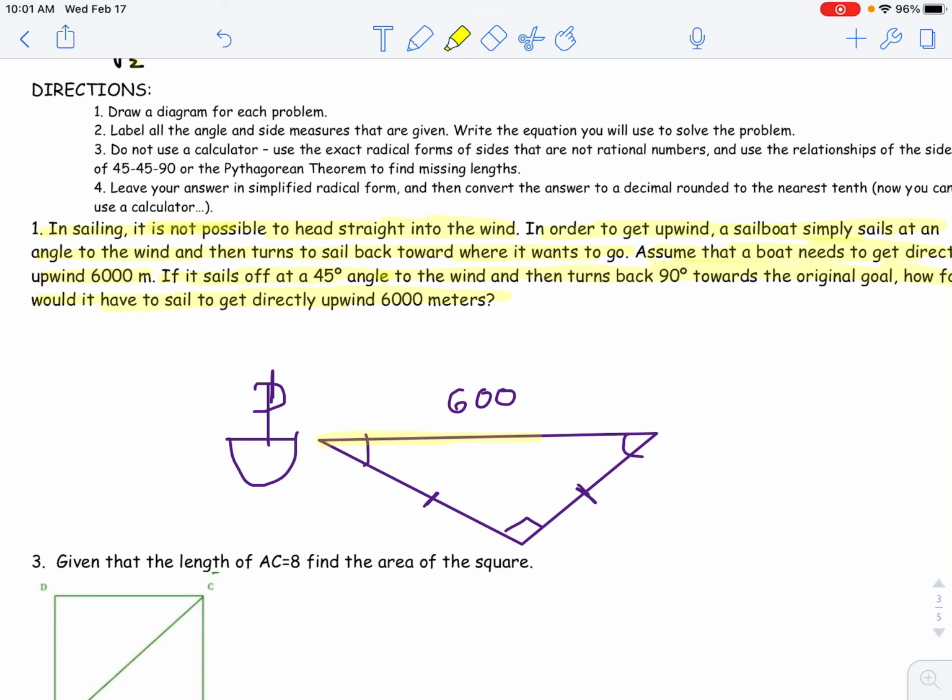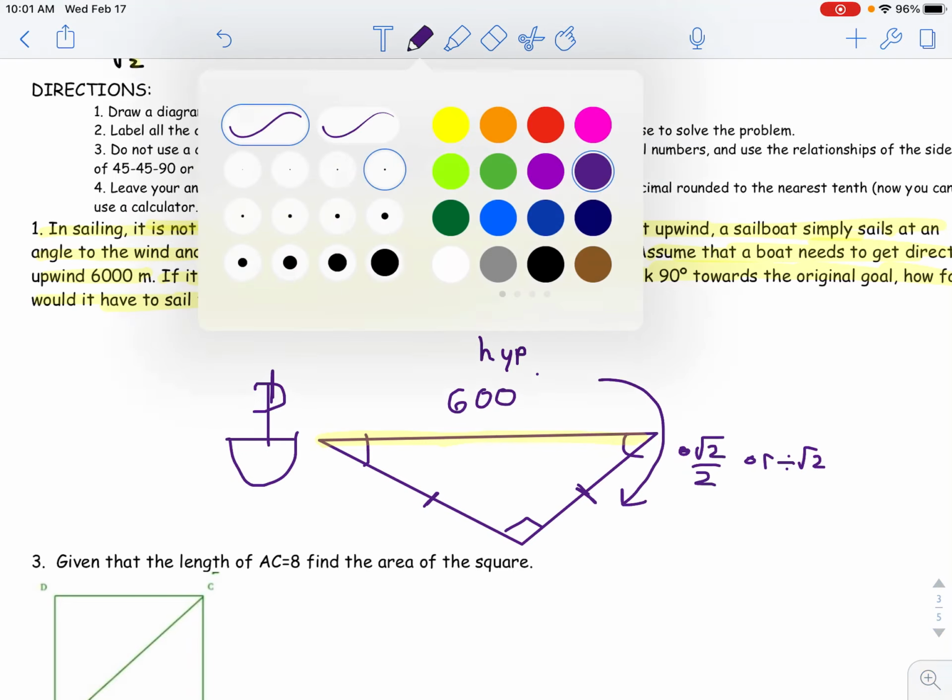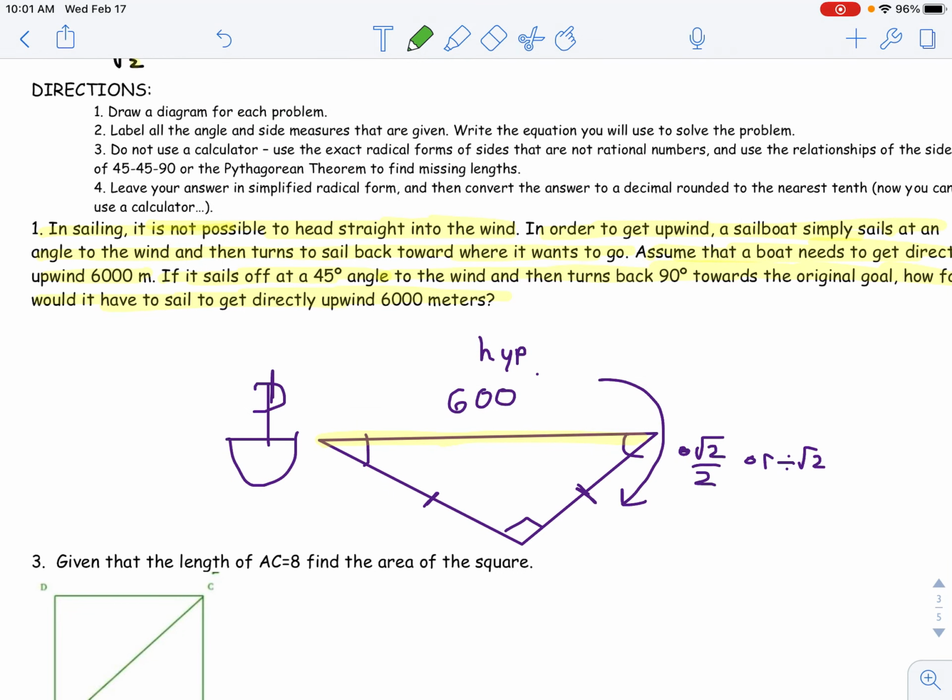So again, right now we're given the hypotenuse. It gave us the hypotenuse. So to get to the leg, I'm going to multiply by radical 2 over 2, or divide by radical 2, however you want to think about it. But it's going to say 600 times radical 2 over 2, and then just simplify this. 600 divided by 2 is 300, so it's 300 radical 2. And over here is 300 radical 2.